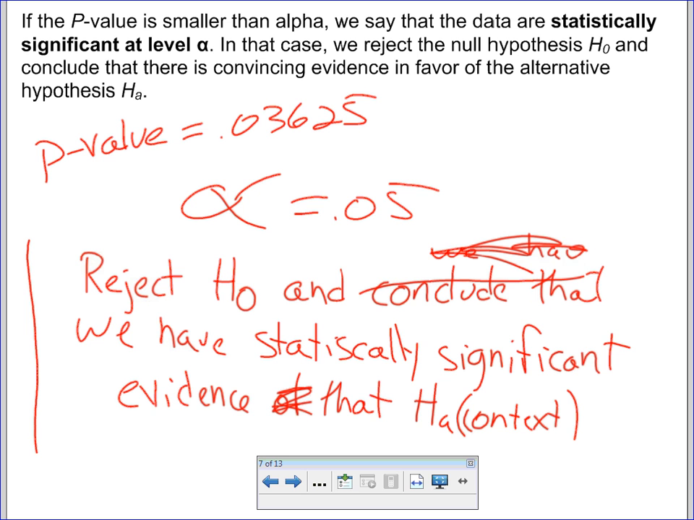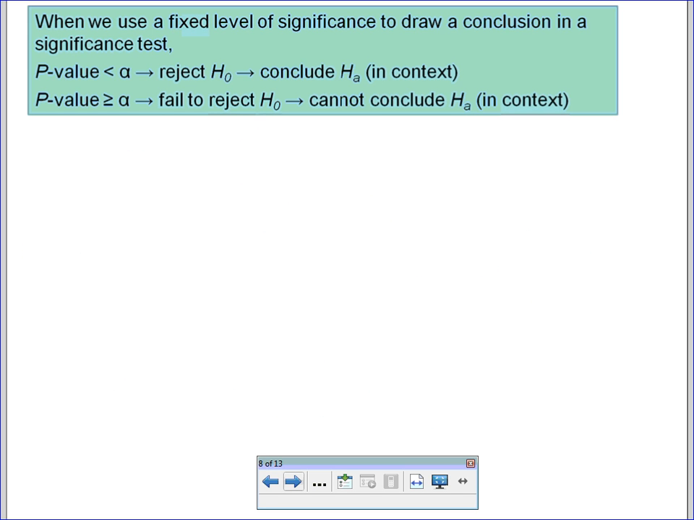And this is the language that you're going to use in your last sentence in your conclusion, part 4 of your AP exam question. So this is really it. If your p-value is small, less than your stated alpha, you reject the null hypothesis and conclude the alternative. If your p-value is high, then you're going to fail to reject, and you're going to say we do not have sufficient evidence to conclude anything. Remember, we never accept the null hypothesis.